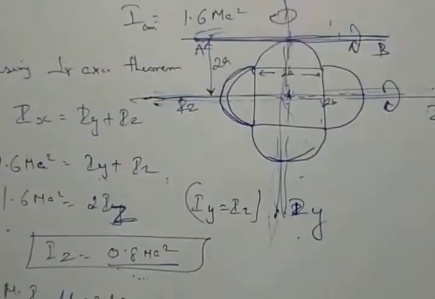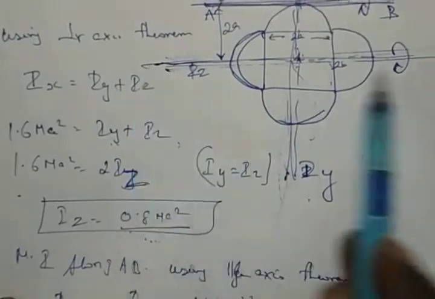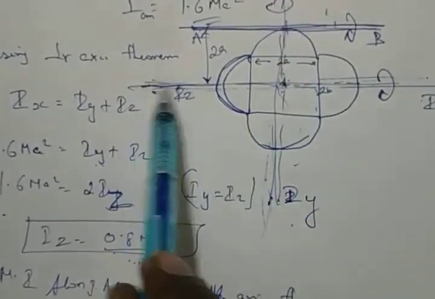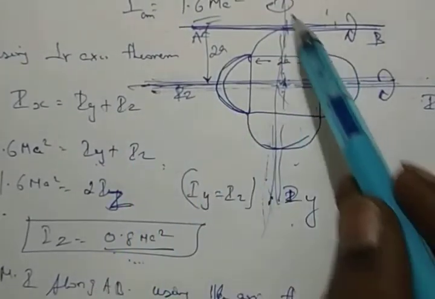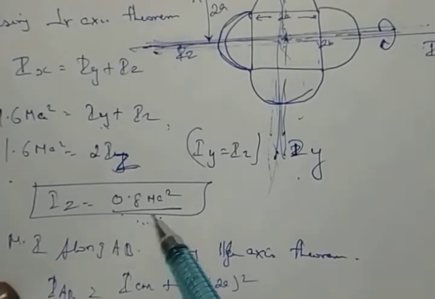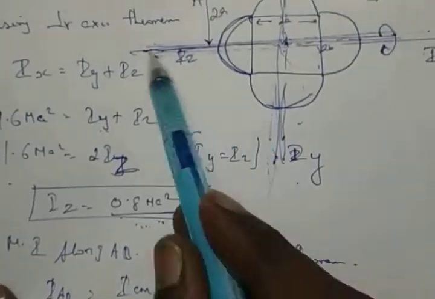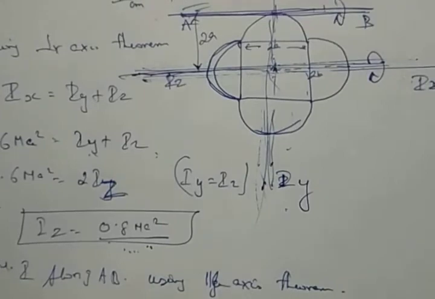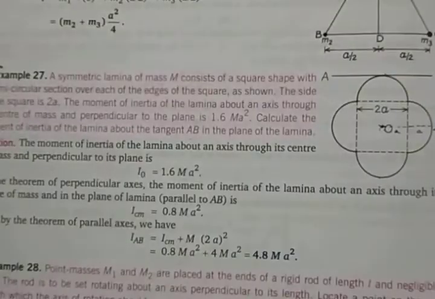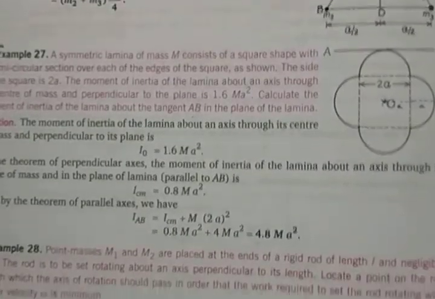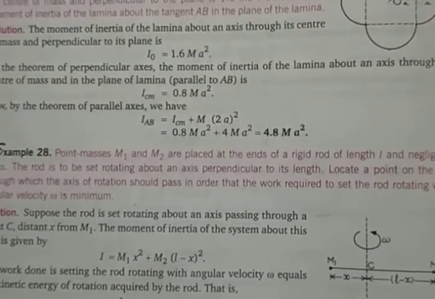Using one thing, you found the perpendicular one along the same side, and after that, using that, we found out the other one in the last part. Okay. Going to the next question, question number 28.